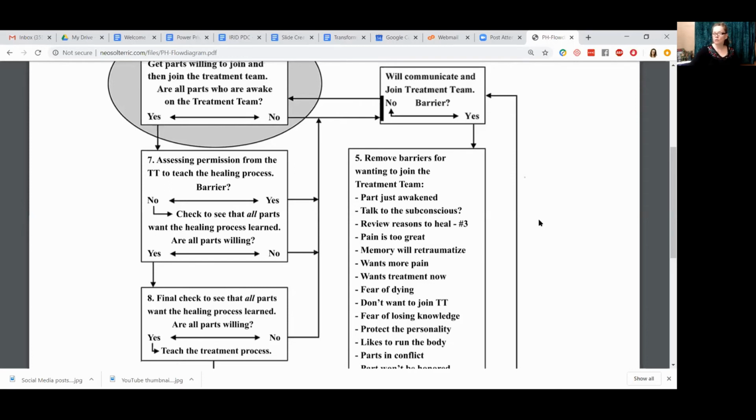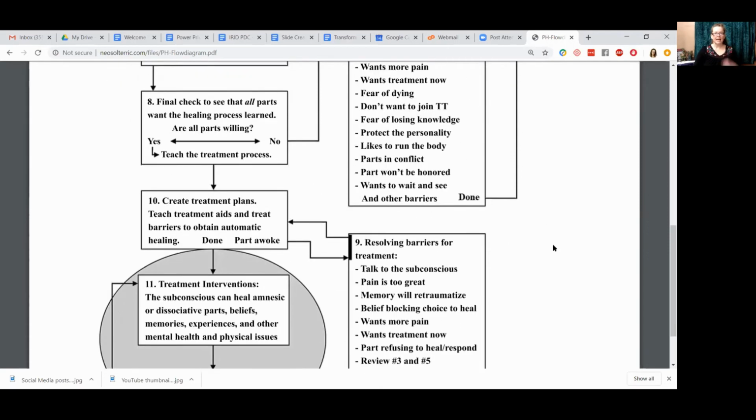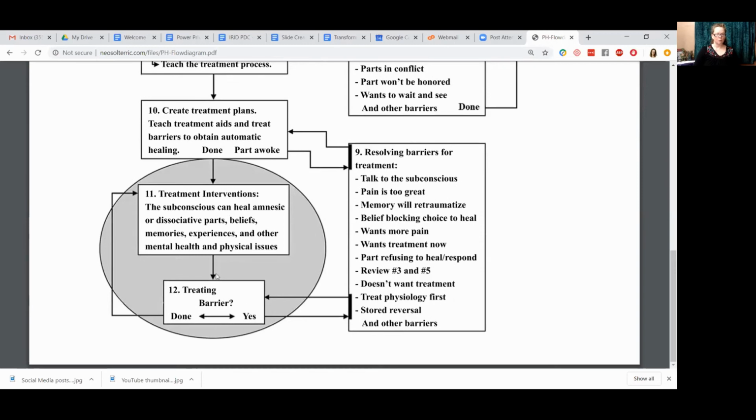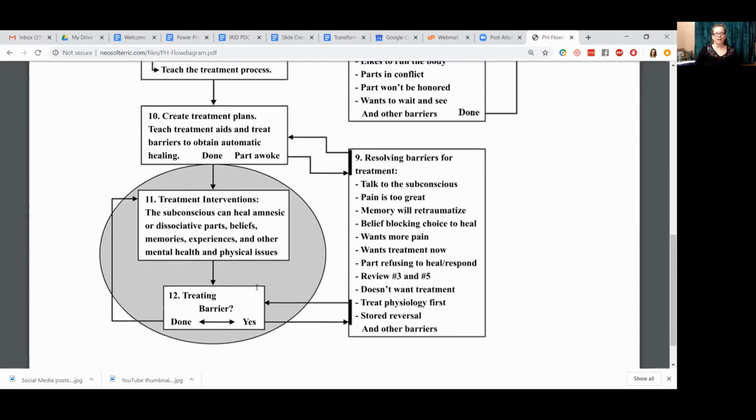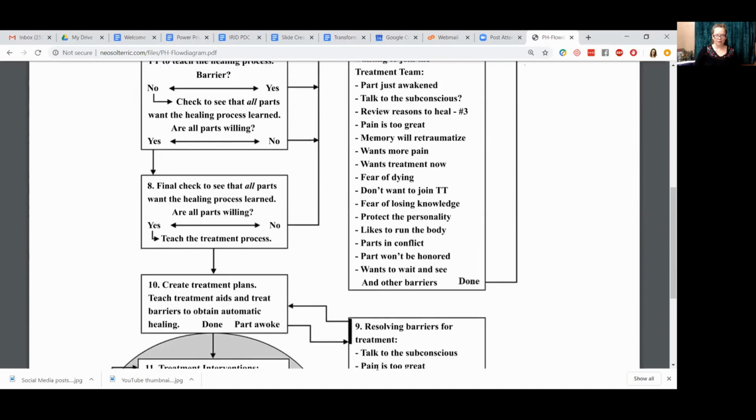And so as we go through these parts and integrating, you will be able to come to a point where you get an affirmative yes. Everybody's willing to join the team, and everybody is willing to get on board with the treatment team. So we have a firm yes. Now, this is the point where we read the metaphor.